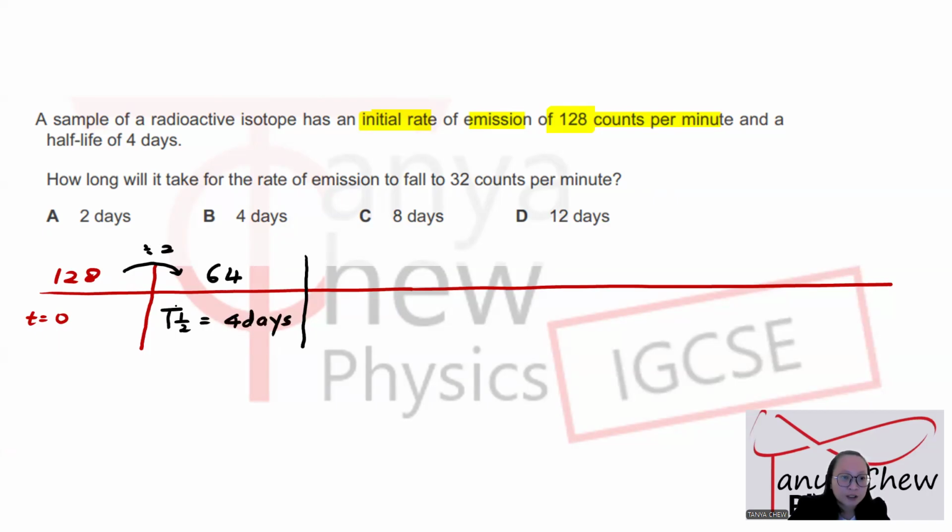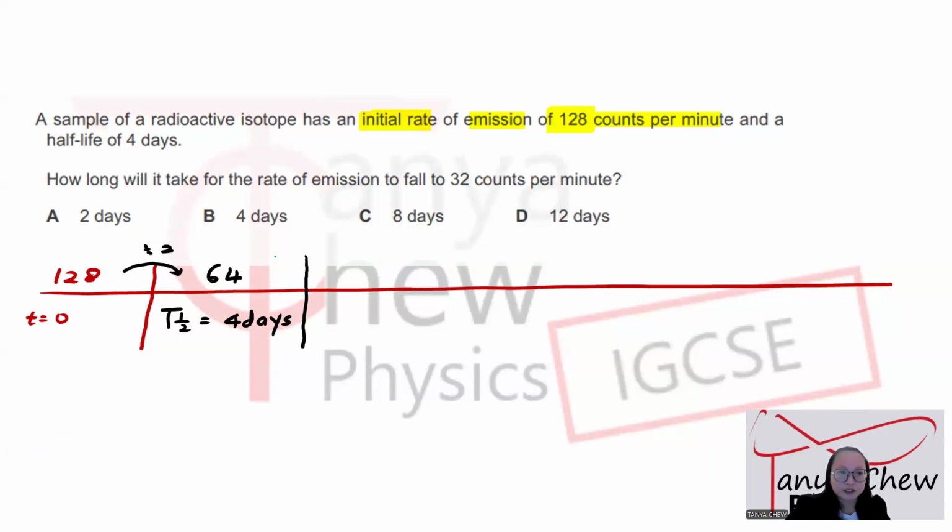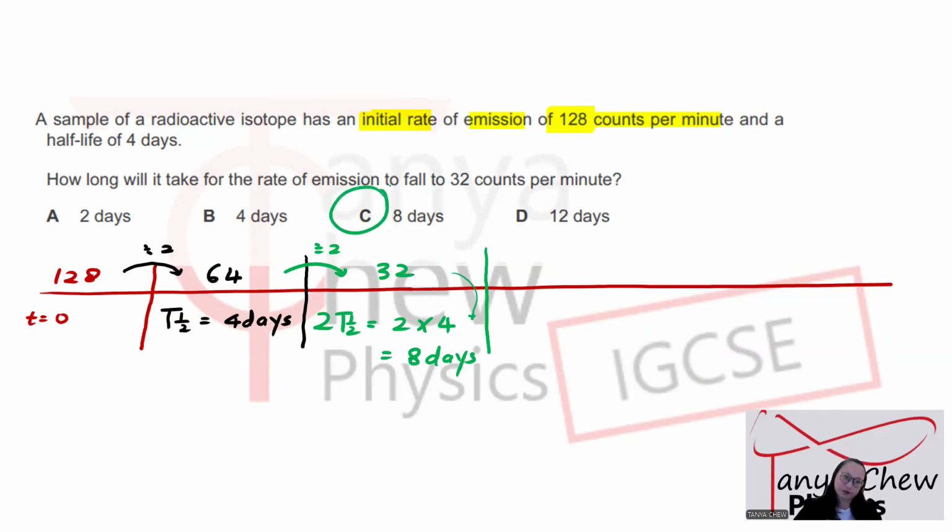By the way, T1/2 represents the symbol of half-life. Keep on dividing until you get 32 counts per minute. So I divide by 2 again, and this is 32. Since I have divided by 2 twice, this will be 2 half-lives. So 2 times 4 is 8 days. Can't you see? 32 counts per minute occurs in 8 days. So C is the answer.